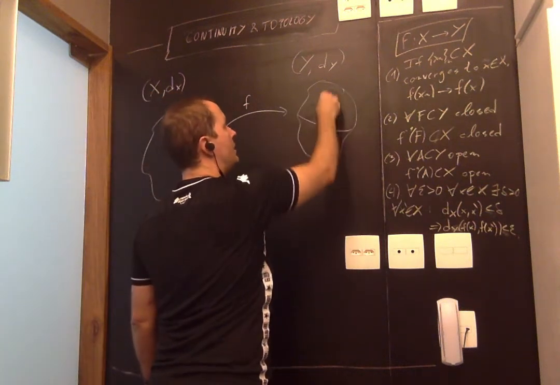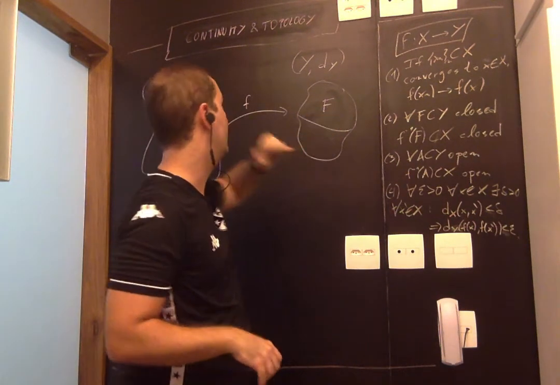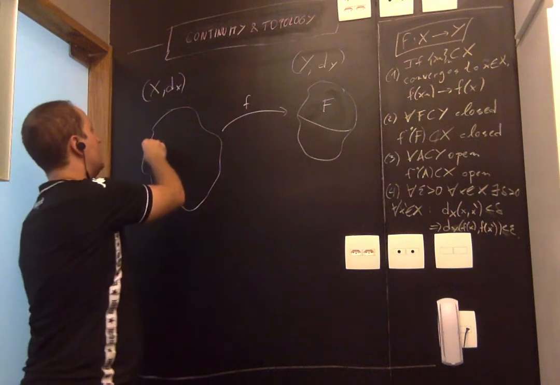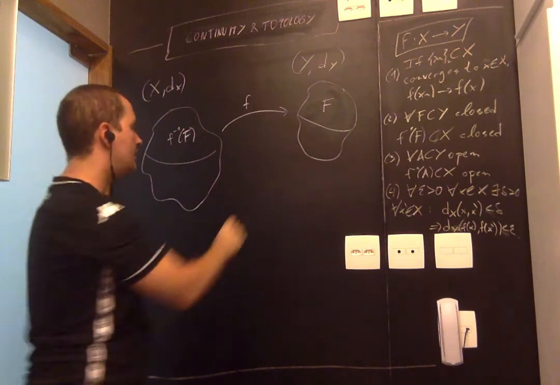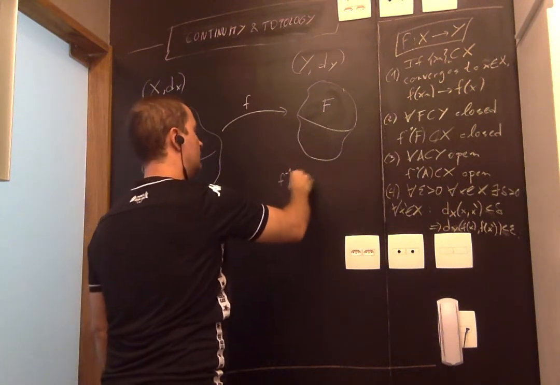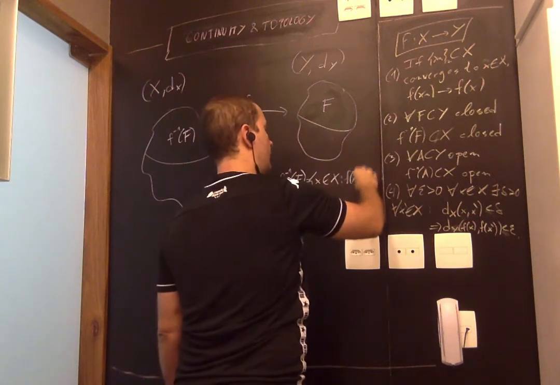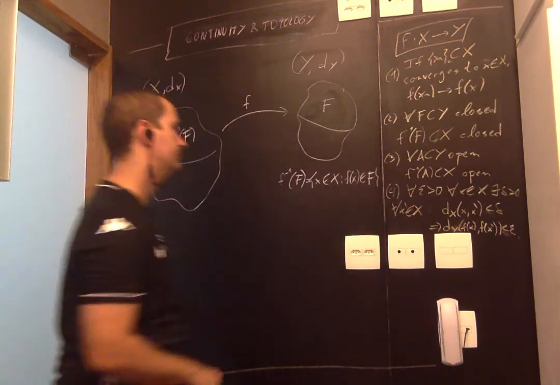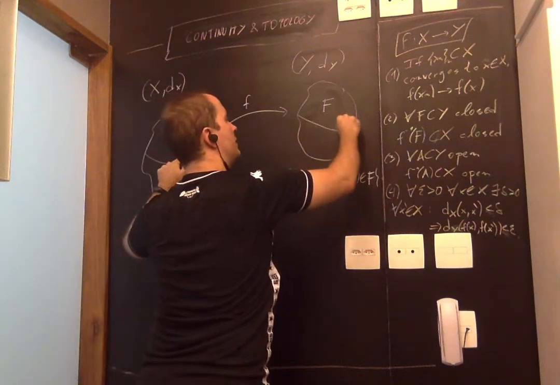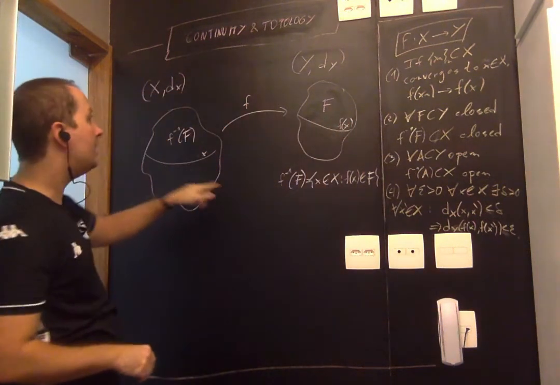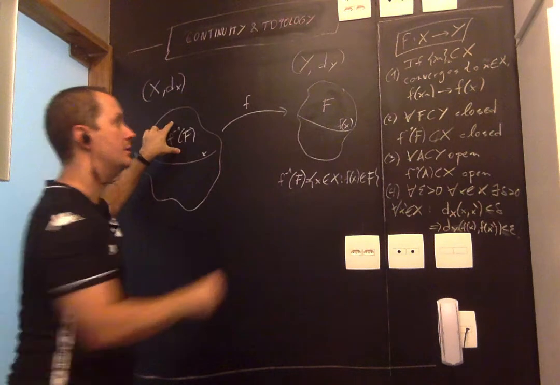So suppose I have a set F here that's closed according to the topology of Y. It's closed according to the metric of Y. What I claim is that its pre-image is also a closed set. And just to remind you, the pre-image is the set of all points in the domain of the function such that f of the point lies in the set F that you consider. So these are the points x such that f of x lies in the set F. And I claim that if f is continuous, then the pre-image of any closed set is also a closed set.